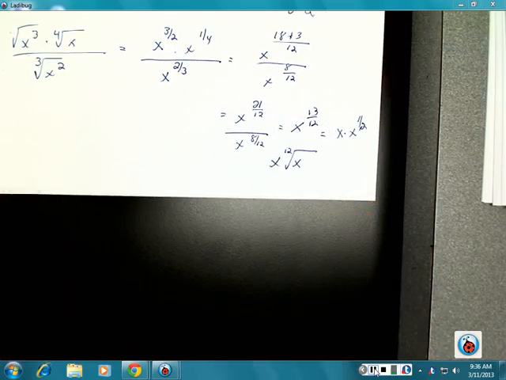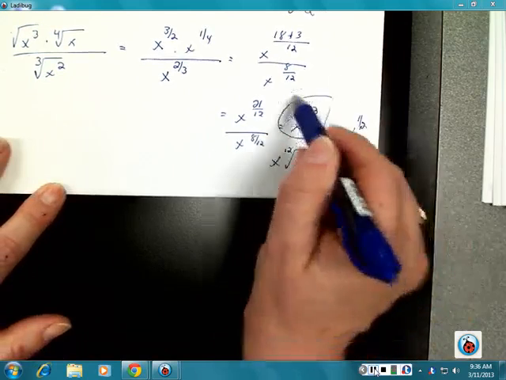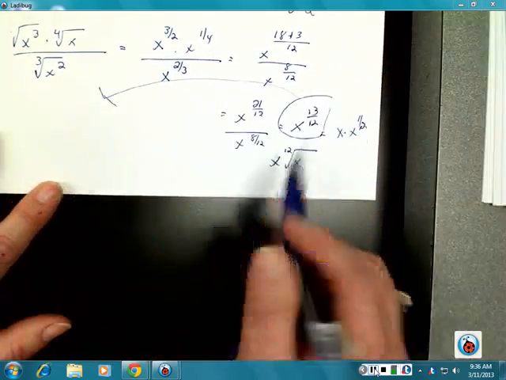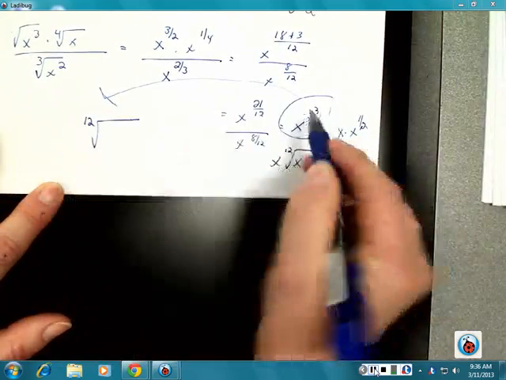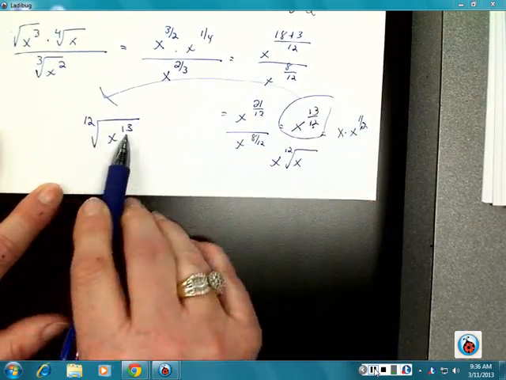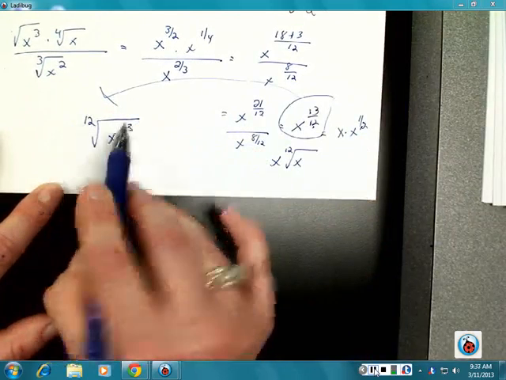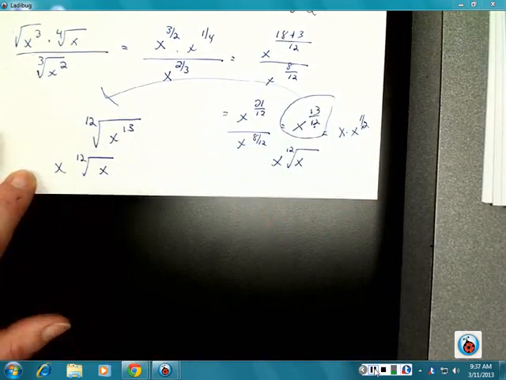I have a question. Where'd the 13 go? Yeah. Okay, if you take this piece, I need some more room over here. If you take that piece and put it back into radical form, the 12 is my index, the 13 is my exponent. So 12 will go into 13 once, so I can pull out an x. Remember how we got that one and we left what was left over underneath?